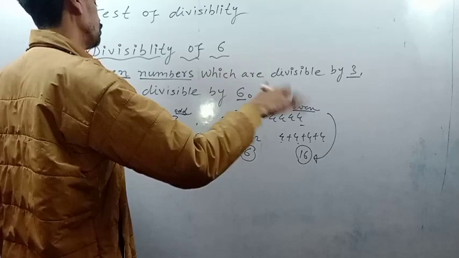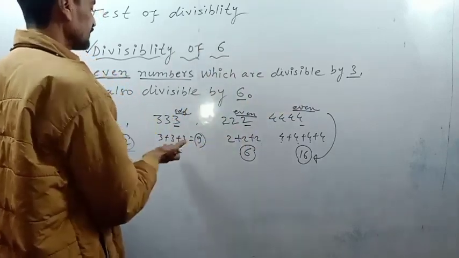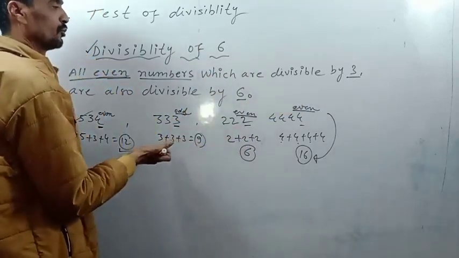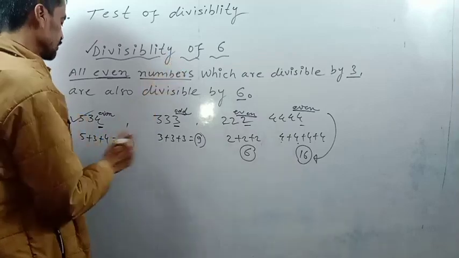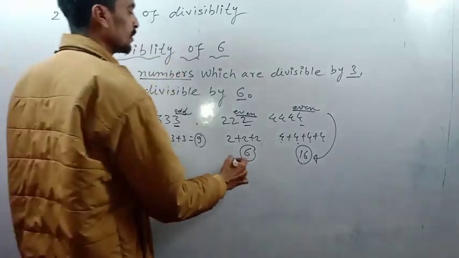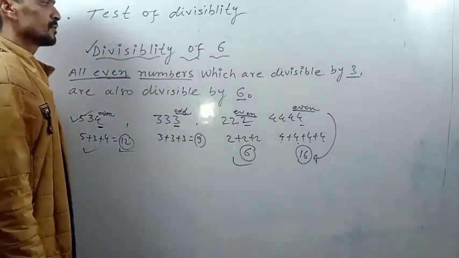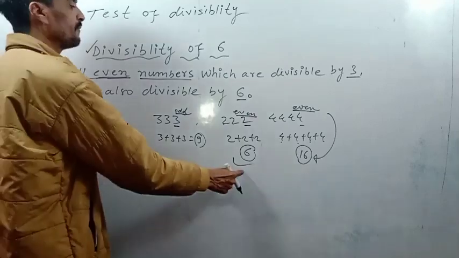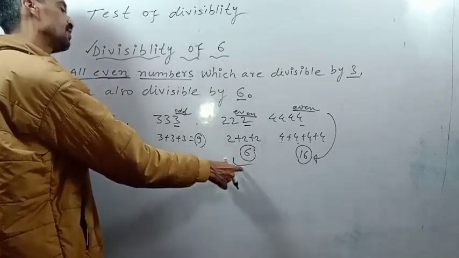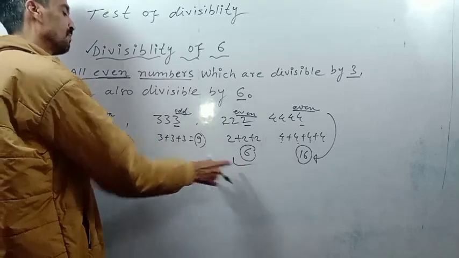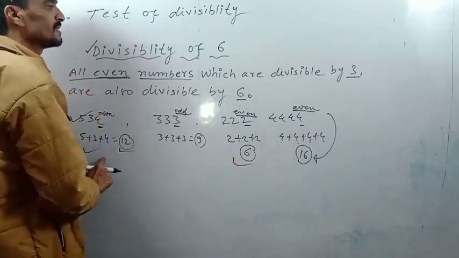So that's why 4444 does not follow the rule, and 330 also does not follow the rule of 6 divisibility. So this one and this one only divide by 6. Why? Because these are two even numbers that also divide by 3. That's why these two numbers are divided by 6.